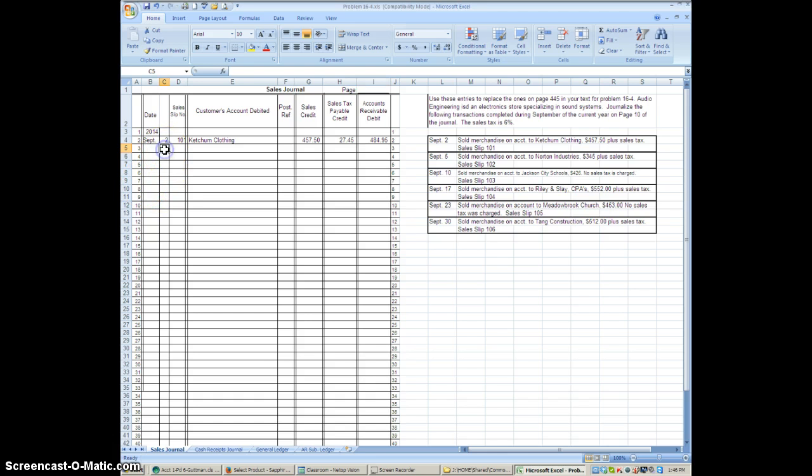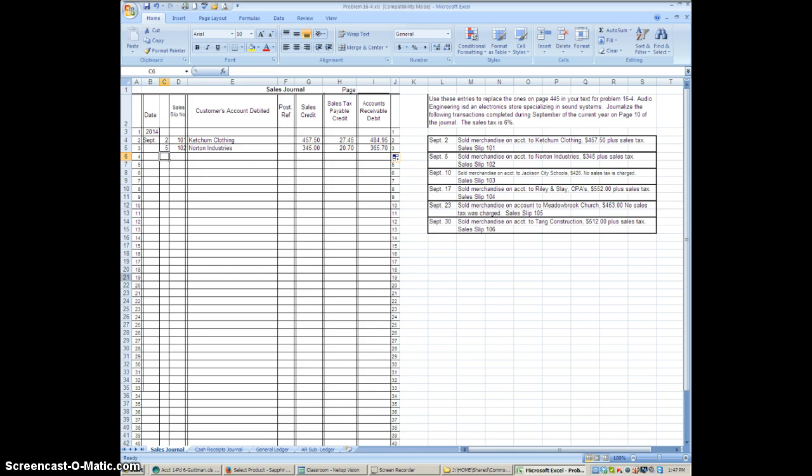So if we go to the next one, we have the fifth, 102. And it says, sold merchandise on account to Norton Industries, $345 plus sales tax. So we're going to put Norton Industries in here. $345 is the sale amount. Now, because we already have a formula up here, we can actually just drag that down. Okay, and we can do the same thing here. This was auto-summed, so we can drag that down.